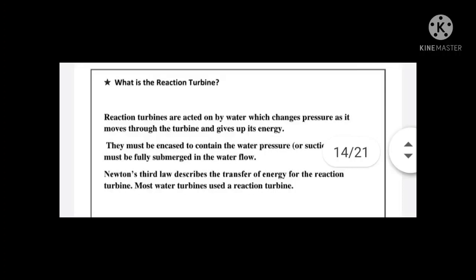What is the reaction turbine? Reaction turbines are acted on by water, which changes pressure as it moves through the turbine and gives up its energy. They must be encased to contain the water pressure, or must be fully submerged in the water flow. Newton's third law describes the transfer of energy for the reaction turbine. Most water turbines use a reaction turbine.